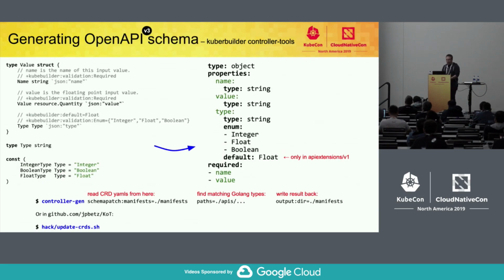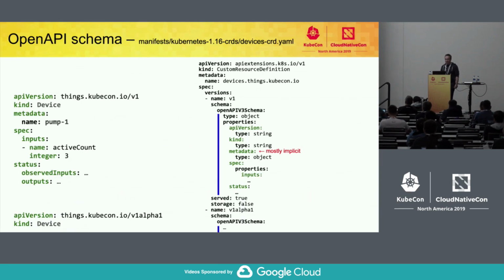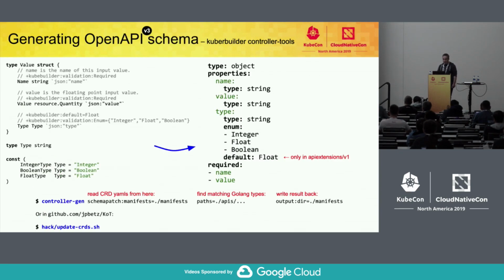All right, how to create that? We don't create it from the custom resources. It's just an example here on the left side. We create it from Golang code. And it's basically inspired from what we do for native types in Kubernetes already. We do the same for CRDs.